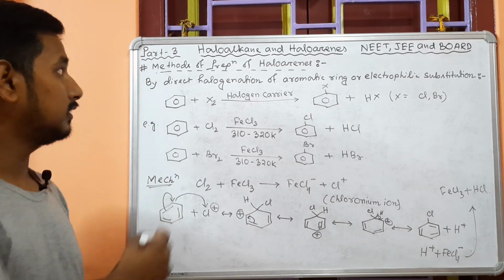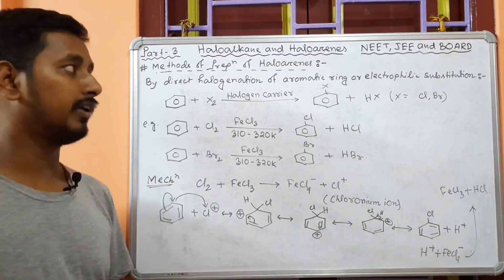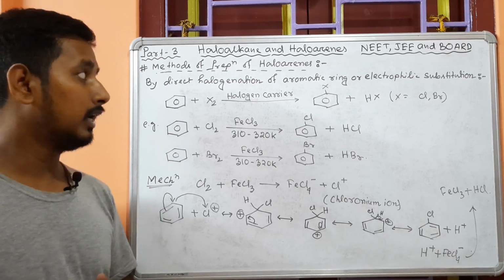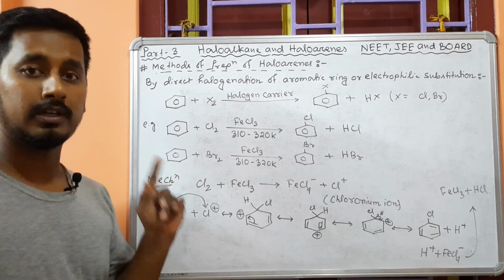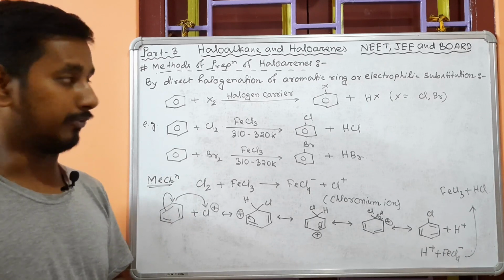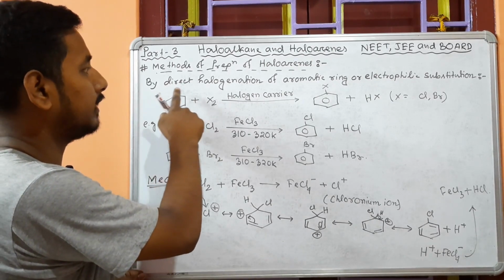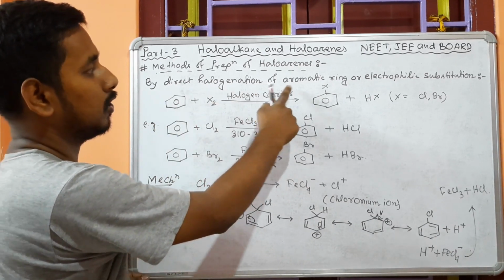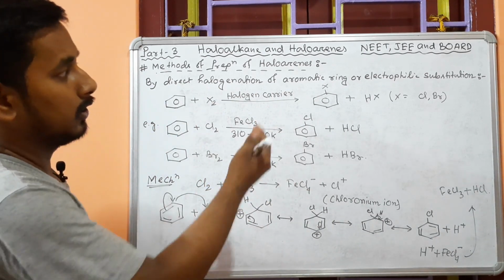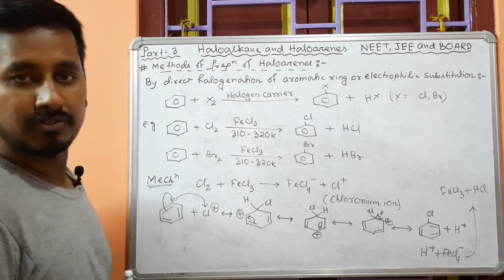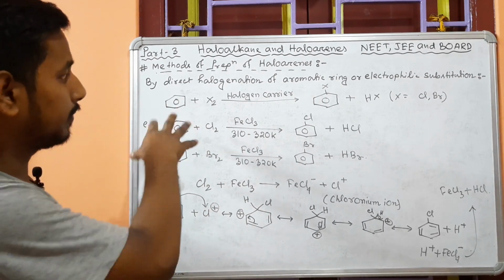So, these are the methods of preparation of haloarenes. How can we prepare haloarenes? We'll discuss that in this part of the video. The first preparation process is by direct halogenation of the aromatic ring, or you may say an electrophilic substitution reaction of the benzene ring.